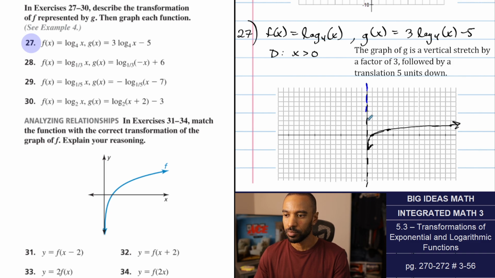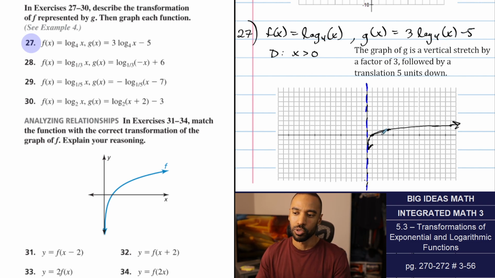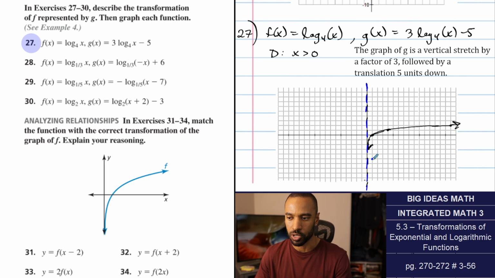Boom. And the log of 1 is still 0, right? The log of 1 is still 0. 3 times log base 4 of 1 is 3 times 0, which is 0. Minus 5. So here's my translation. Instead of circling right here when I go 1 away, I'm going to go down 1, 2, 3, 4, 5. This is where I'm going to start.